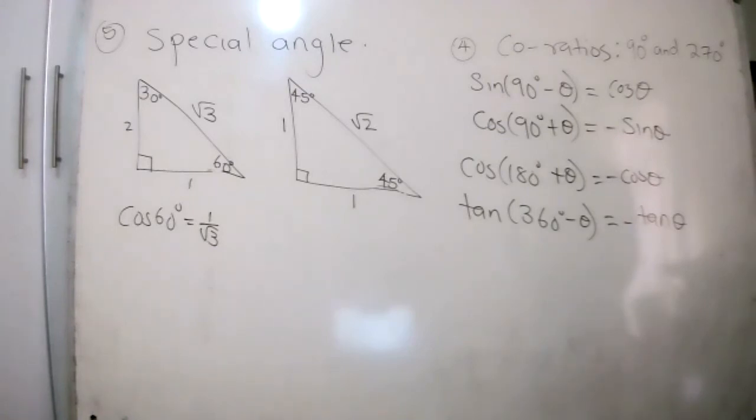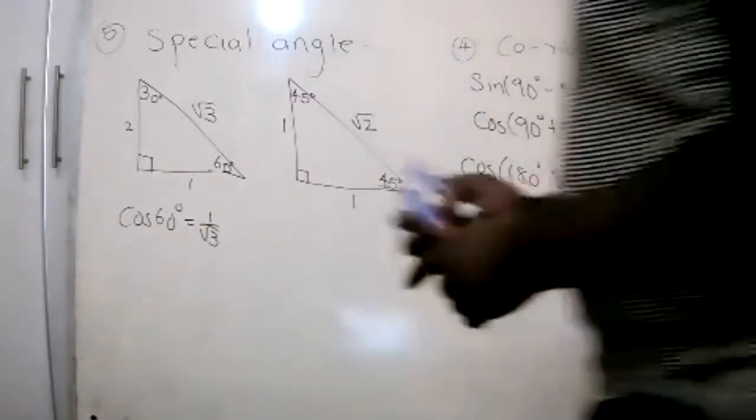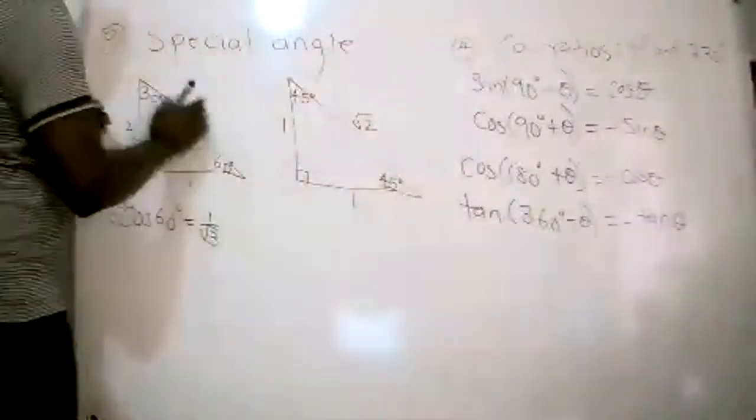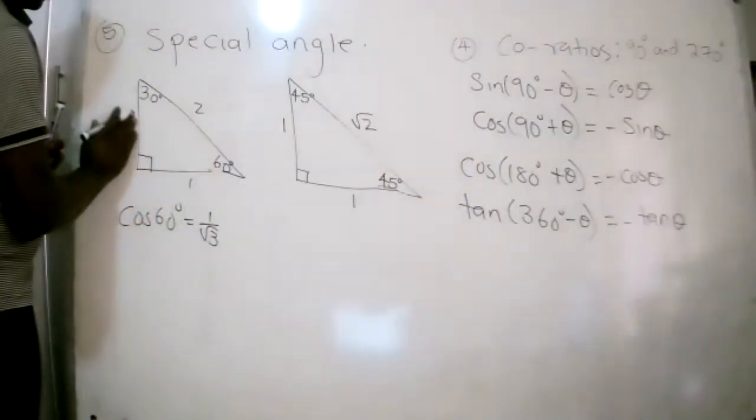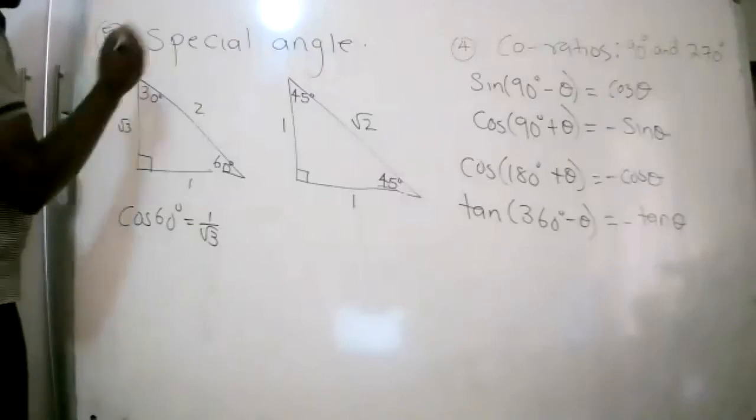Is there anyone who has a calculator who can verify what you are saying? Yeah, what is cos 60 degrees? Cos 60 degrees. Yes, it's 1 over 2. Yes, you are right. So the 2 is here, then the root of 3 is down. That's very true. You were right.